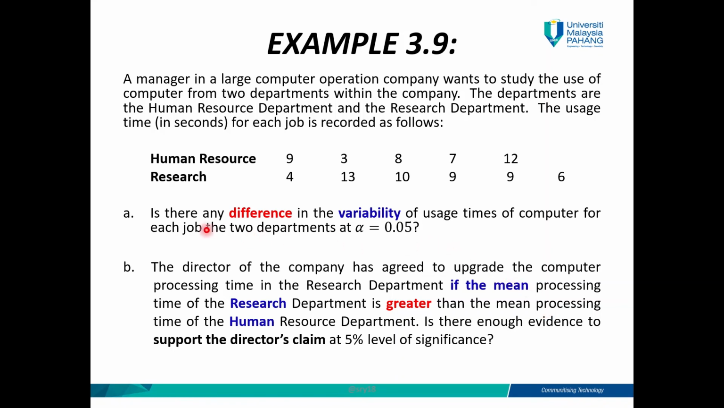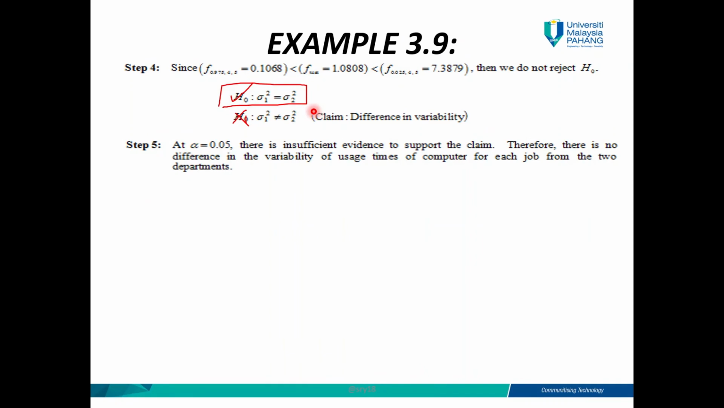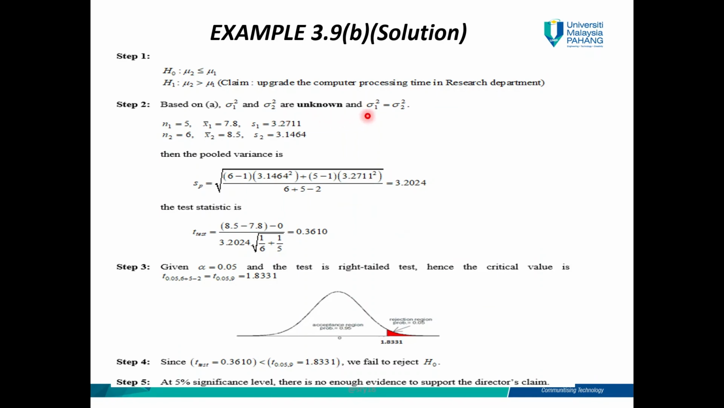You should refer to the result of your hypothesis testing in question A. What is the conclusion just now? We concluded that there is no difference in the variability, which means that sigma square 1 is equal to sigma square 2. So even though we don't know the value of sigma, we can use this hypothesis testing result to assume that the population variances are equal. By using this result, we will choose the correct formula.